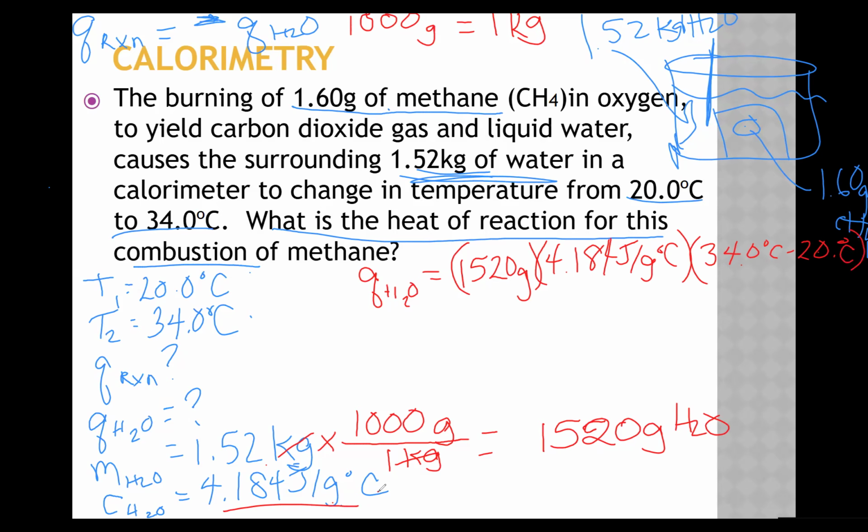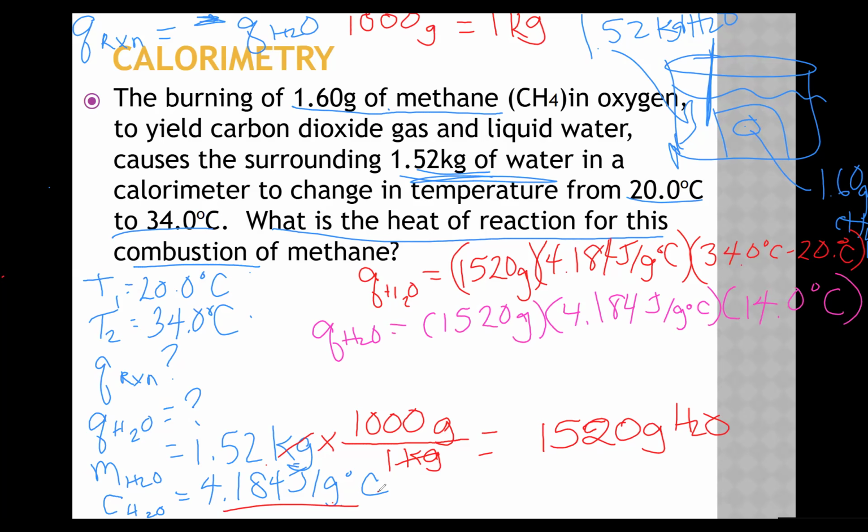So I'm going to simplify before I plug it all in. And I have my Q of H2O, my heat of water, equals 1520 grams times 4.184 joules per gram degrees Celsius times 14 degrees Celsius. My Celsius will cancel out because I have 1 on top, 1 on bottom. Grams cancel out because I have 1 on top and 1 on bottom.